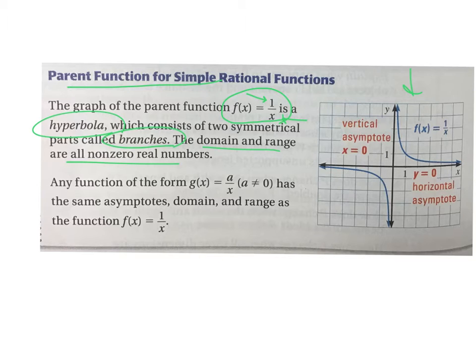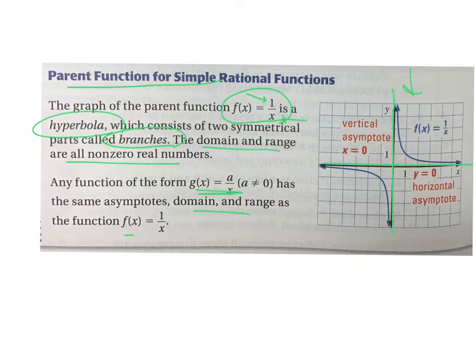If you look at it, the x-axis is a horizontal asymptote right through here. The graph never touches the x-axis. The y-axis is a vertical asymptote. It never touches the y-axis. And you have a curve in the first quadrant and the third quadrant. Any graph that's in this form has the same asymptotes, domain, and range as this function.